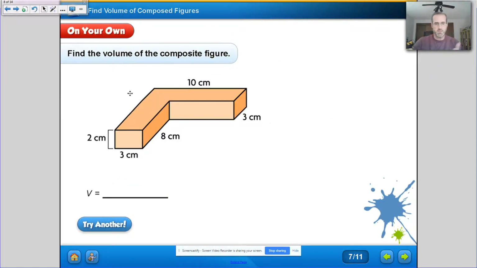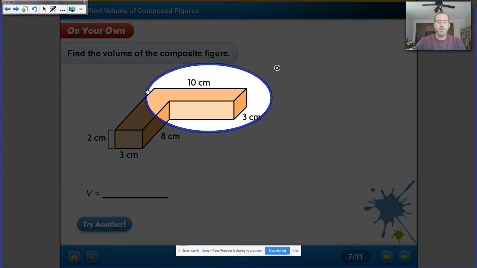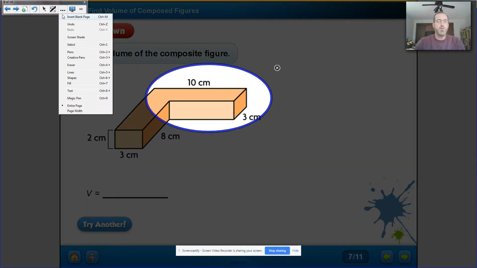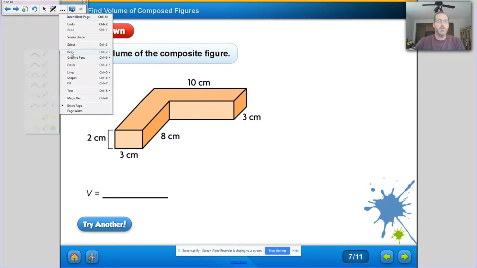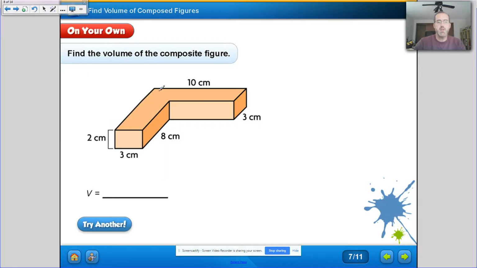So this is another example. Find the volume of the composite figure. We can do it either way. Let's use the addition puzzle here. So what I want to do is I'm going to do this piece first. I'm going to take my pen and I'm going to choose the size of my first piece. I want to cut it here. I like this. That makes sense to me.